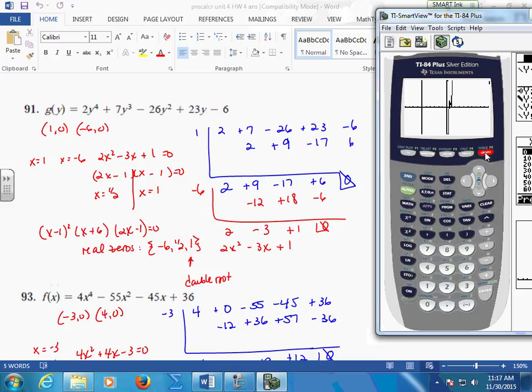And I could see something happening there. I could see 1, 2, and I could see this guy bounce off. There's my 4, 3, 4. I have a double root. When you look at your table, you're going to find 2 of them. You're going to find the 1 and the -6.